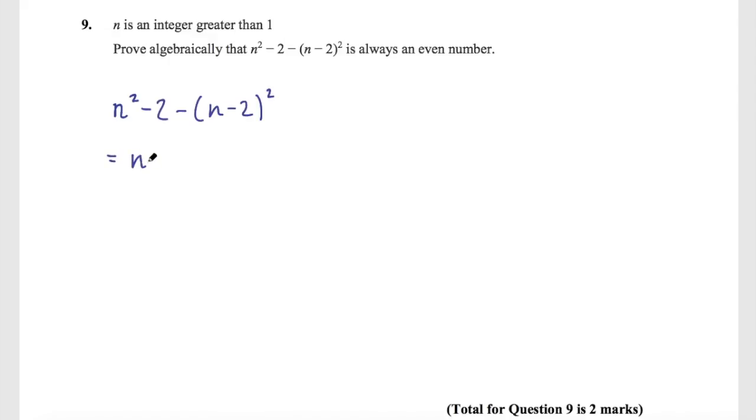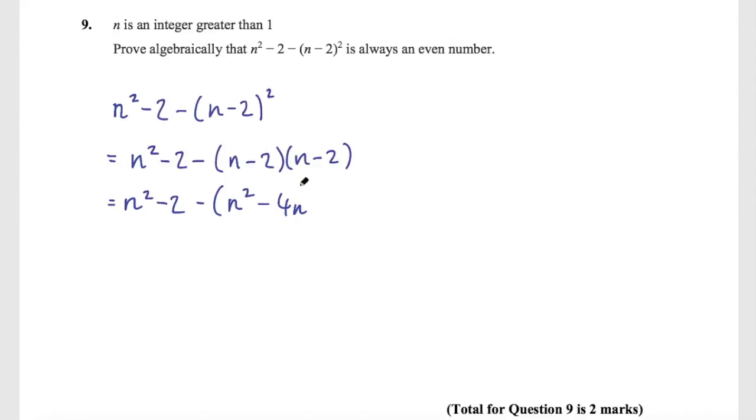So that's the same as n squared minus 2 minus (n minus 2) times (n minus 2). Okay, and then we can expand them out using FOIL. So this is going to be n squared minus 2 minus (n squared minus 4n, minus 2n is minus 4n, and then minus 2 times minus 2 is plus 4).